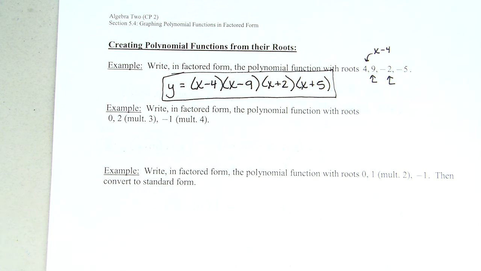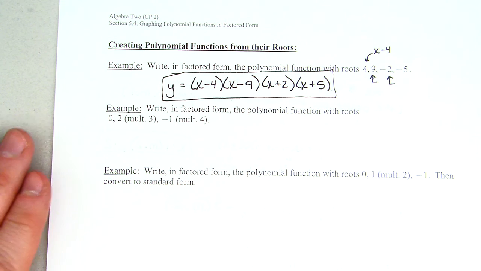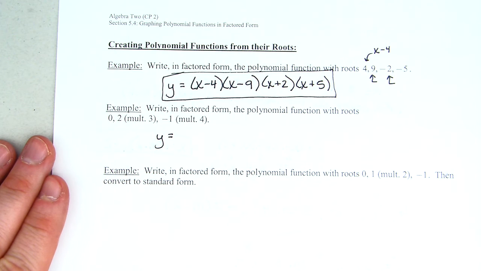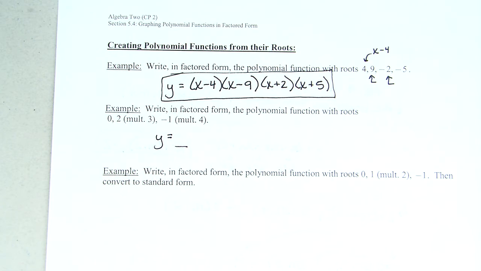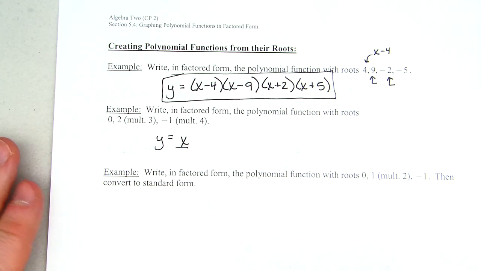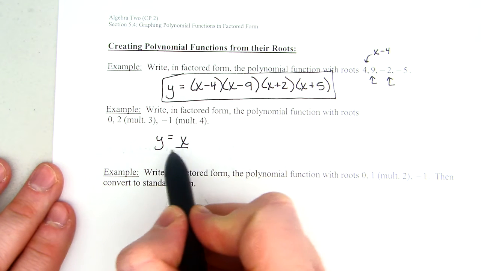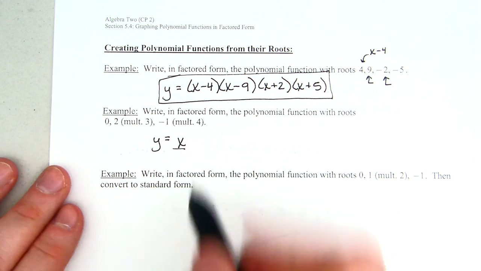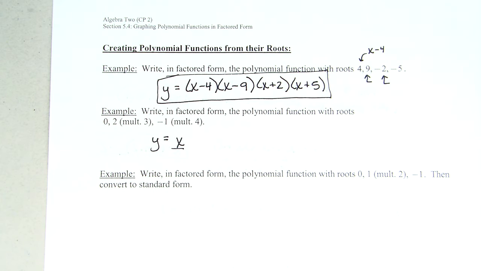Next, I would like to write this thing in factored form. Well, y equals. If I have 0 as a root, what must I put in my function? I need an x. Actually, it could be 2x, 3x, 4x, negative 5x. I don't really know. I'm just going to leave it as x, but really, if you put any other number in front of it, for right now, that will be okay. You know what? I bet you can do the rest of it. See if you can figure out 2 multiplicity 3 and negative 1 multiplicity 4.